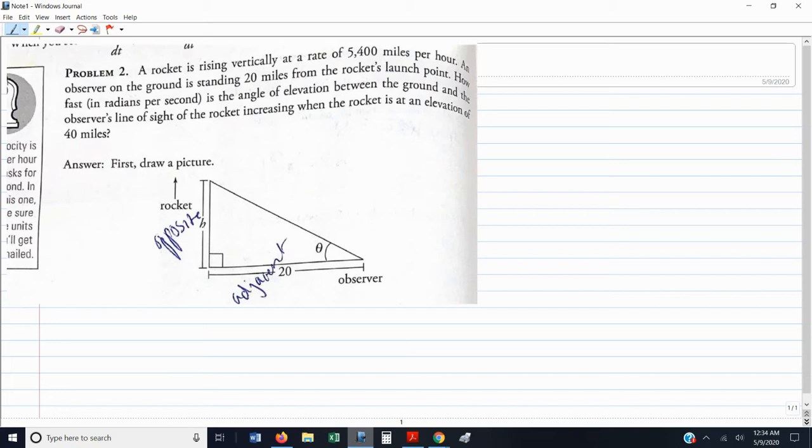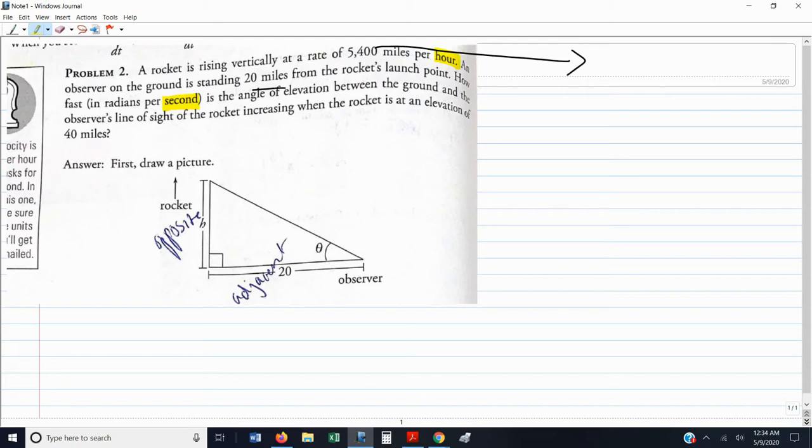The first thing it said: a rocket is rising vertically at a rate of 5,400 miles per hour. And we'll get to what that label is. An observer on the ground is standing 20 miles from the rocket's launch point. How fast in radians per second, and that is a big deal because they give you per hour and they want per second, is the angle of elevation between the ground and the observer's line of sight of the rocket increasing when the rocket is at an elevation of 40 miles.